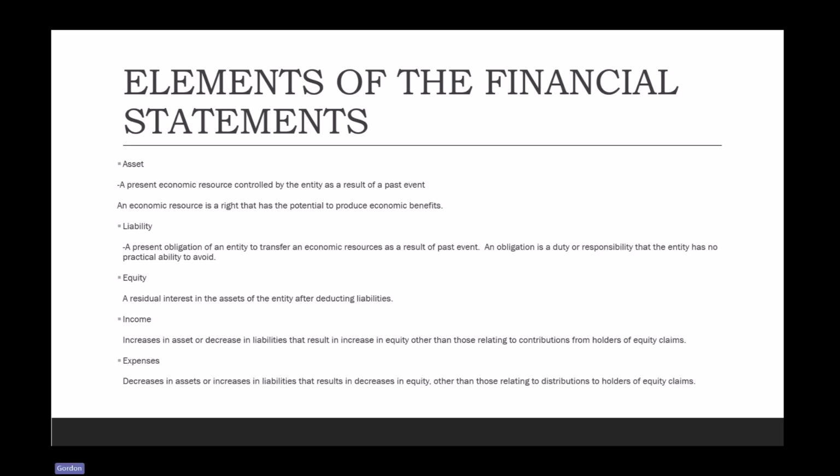Does everyone understand this? So for example, can I get an instance whereby an asset would increase for it to lead to an income? What would be an example? I've mentioned one, accounts receivable. So when my accounts receivable increases, which is an asset, my income also increases. What else? What are some of the instances where an asset will increase to lead to an income? Capital. What do you mean?